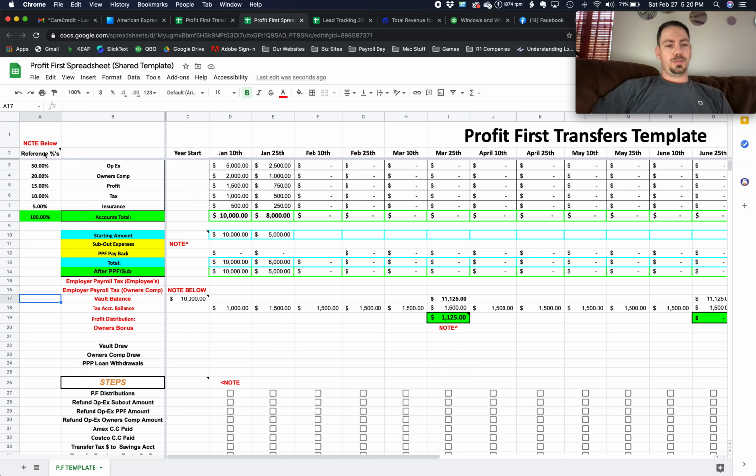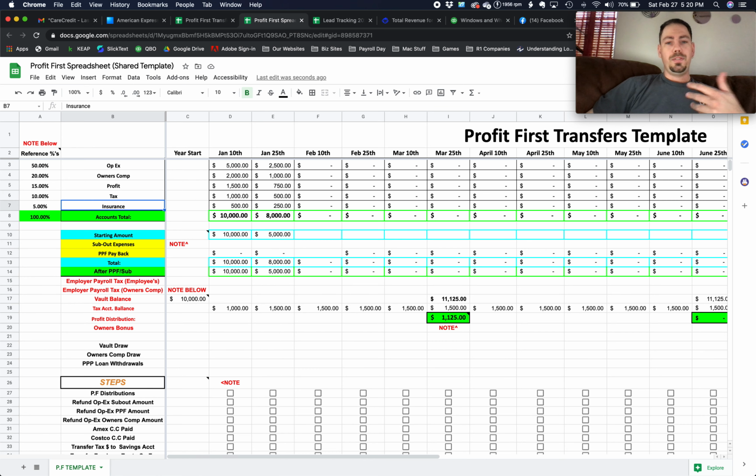So first and foremost, you have your accounts, right? Your OPEX, your owner's comp, your profit, and your tax accounts. And in this case, I have an insurance account as well, so that's in there. If you don't want to use it, delete it. Or if you want to use it for something else, that's fine. So those are your accounts, and these are the percentages that we are allocating to those accounts every month.